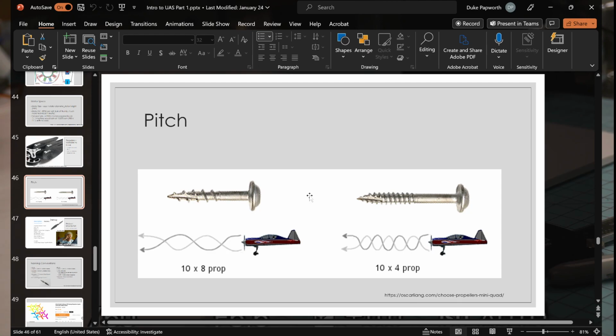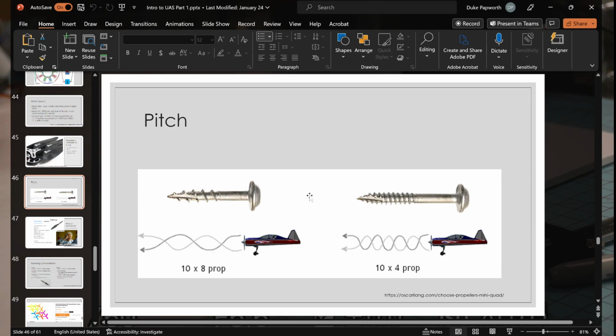If I were to take a propeller, I have it related to a screw here as well. If I were to take a propeller or screw with an 8-inch pitch, and I were to spin it into something that was solid, so like air or something like that, how far forward would it move with each rotation? That is basically what the pitch is describing.